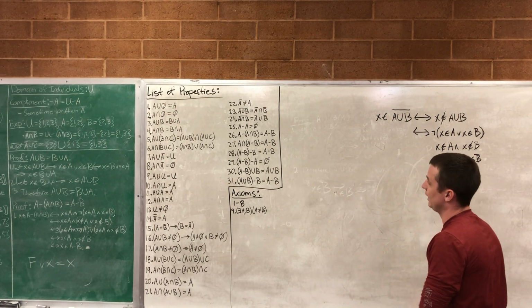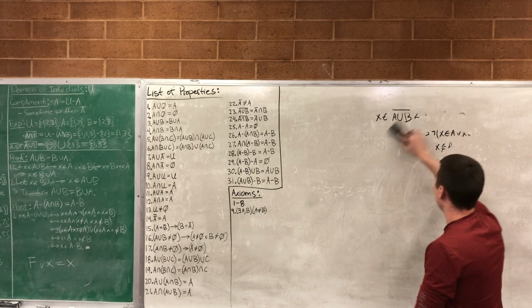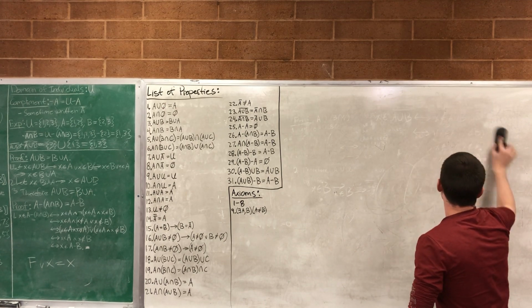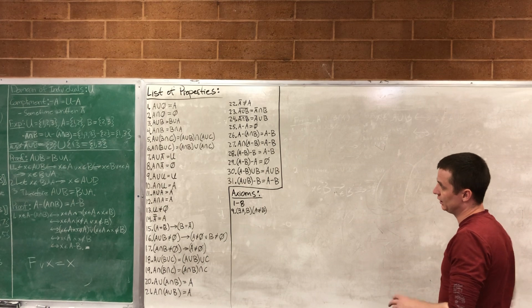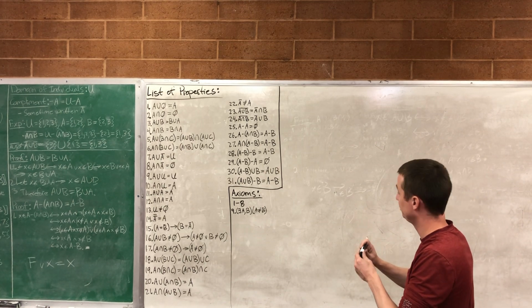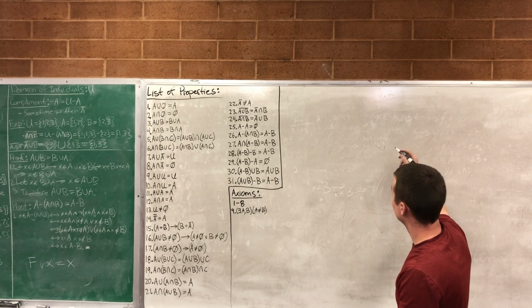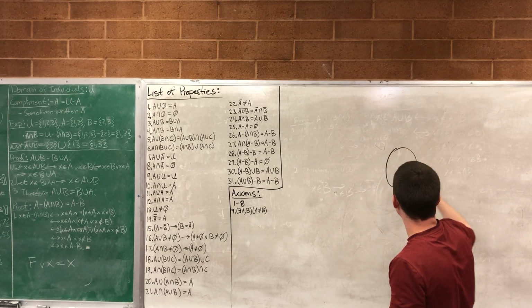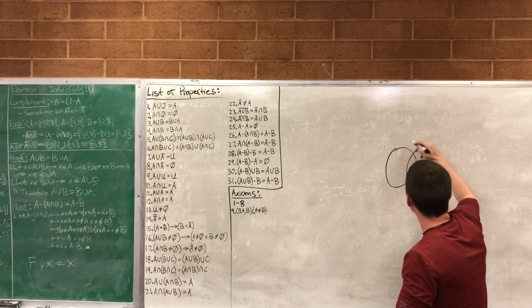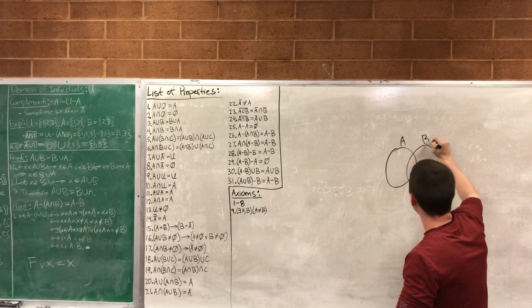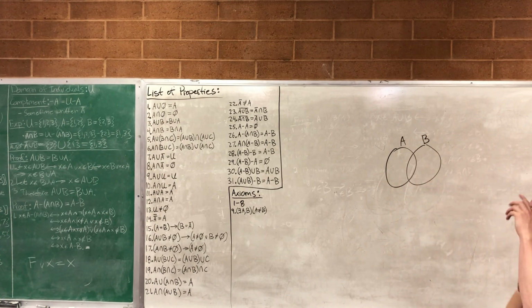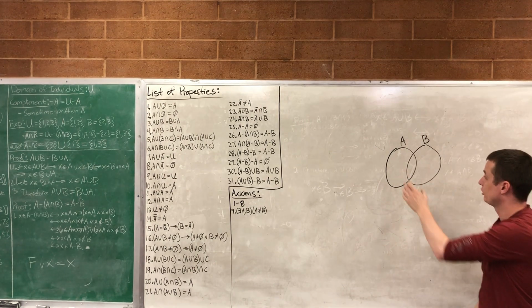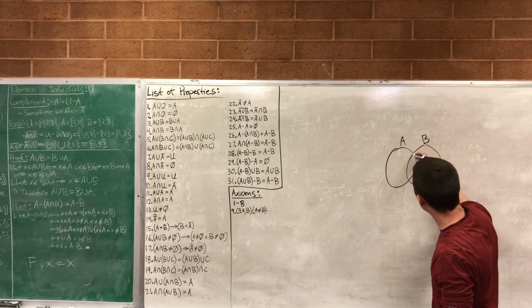Okay, and then these next 3 are kind of weird ones. Rewriting A minus B. We'll start with Venn diagram pictures, and then if they don't make sense, we'll prove it. So here's A, here's B. Now remember, for 26, 27, 28, we're always talking about this space over here.